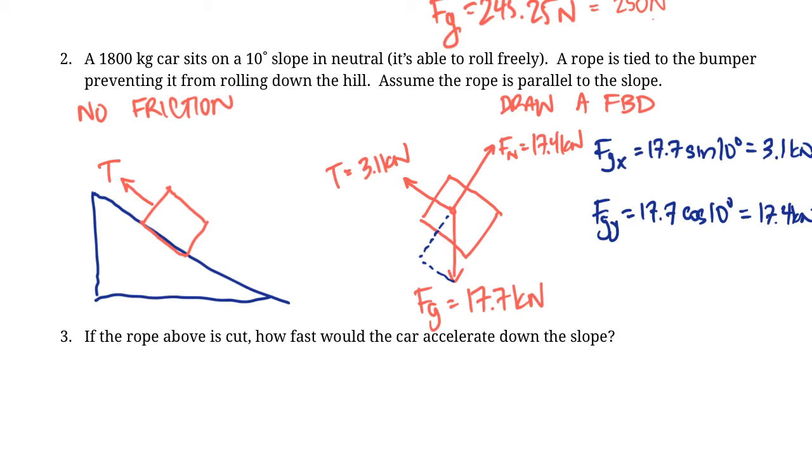Simple calculations, just a little bit of trig. The normal force was 17.4 kilonewtons, and the tension force required to keep that car from rolling down the hill is 3.1 kilonewtons. Now, the next question asks, if we were to cut the rope, how fast would the car accelerate down the slope? Think about it. How does this free body diagram change if we cut the rope?